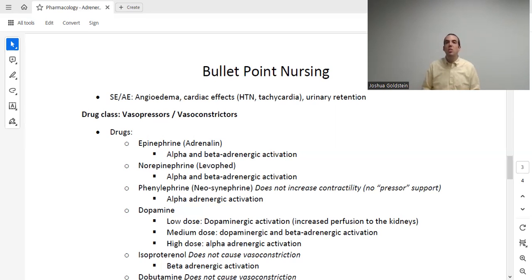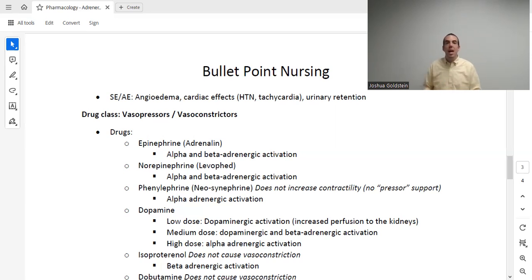Dopamine at a low dose, which is less than 5 mics per kilo per minute. Again, at the RN level, you wouldn't have to know these numbers. It causes increased blood flow to the kidneys. And that's it. We use it to increase blood flow to the kidneys at a really low dose. When we get to medium dose, this is where it becomes comparable to epinephrine and norepinephrine, because if you look at it, it says the exact same thing.